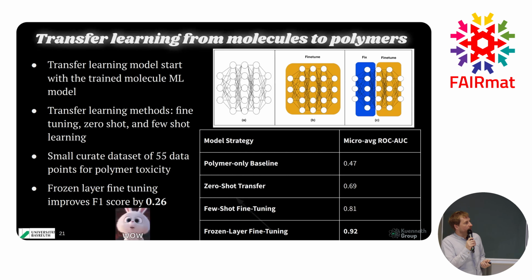And the results are actually pretty good. In comparison to our baseline, the polymer-only baseline, like training a model with this data set, we could improve by really a lot. The AUC, the area under the curve, went from 0.47 to 0.92. So this shows, at least in this example, that we can really learn between two different domains, and the polymer domain really suffers from not having any data availability in comparison to maybe the molecule world where we have more data.